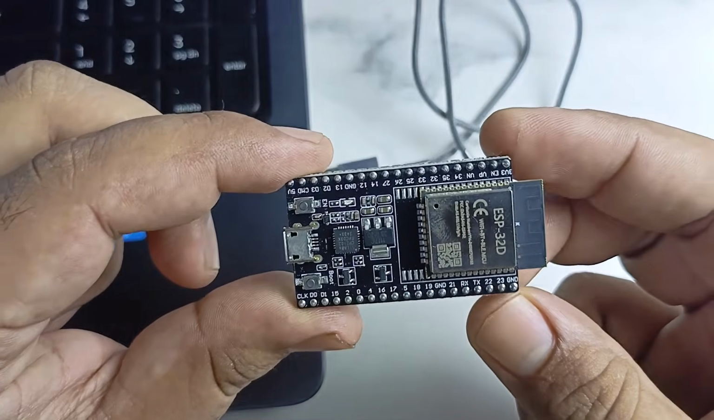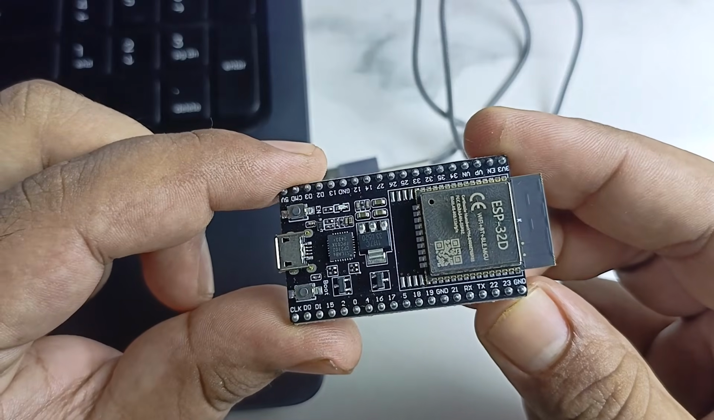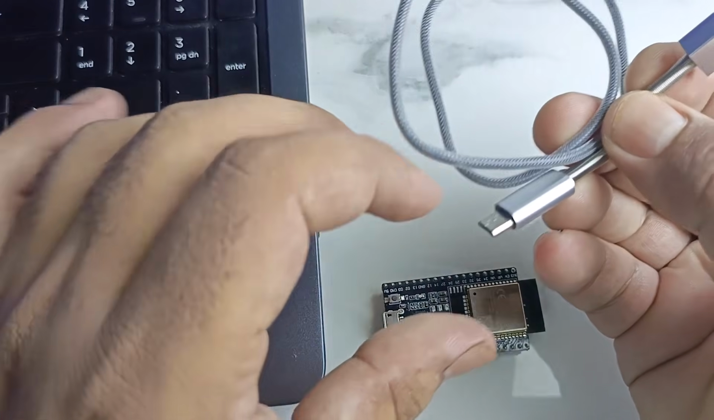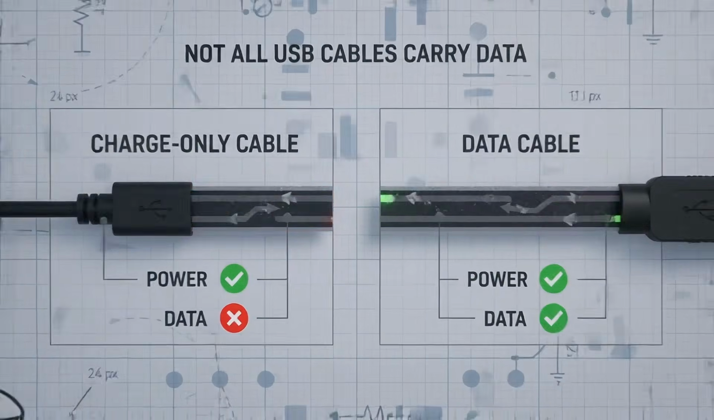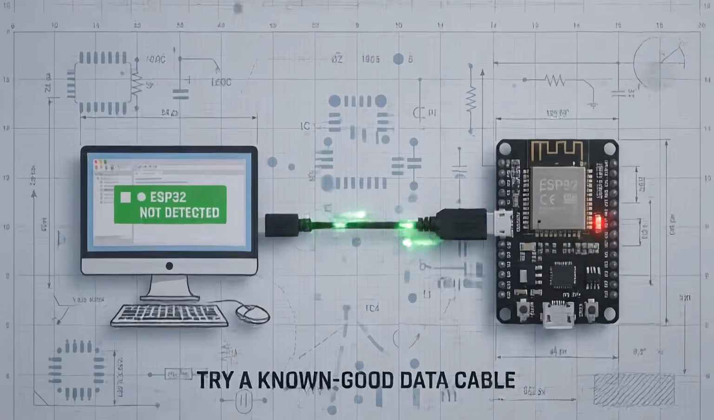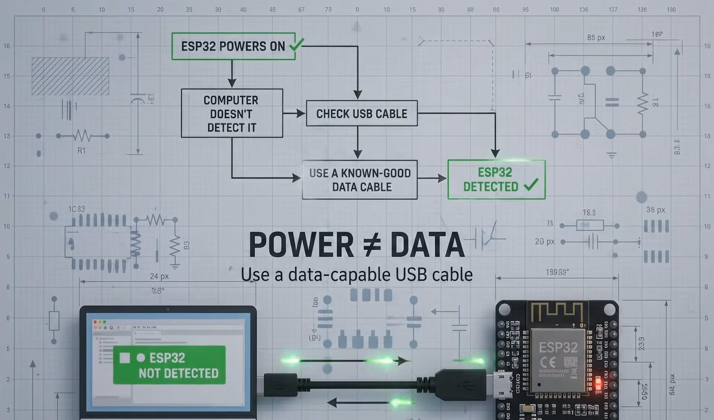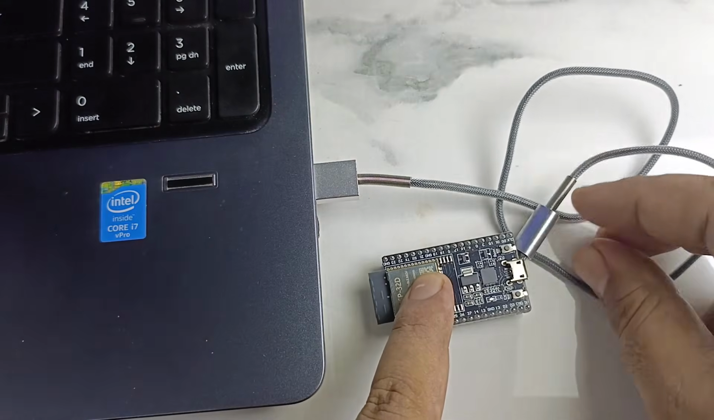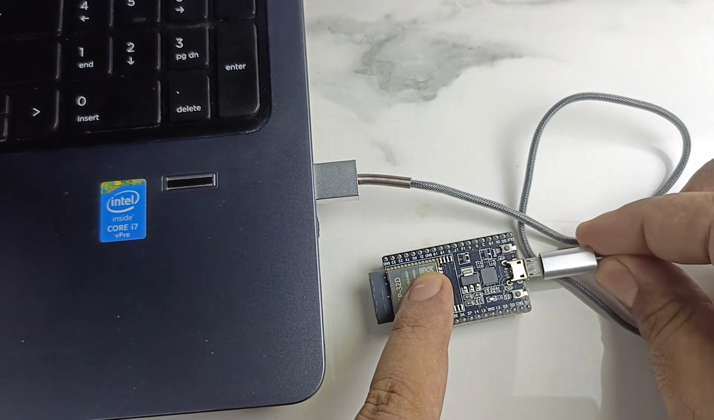Now, let's connect our board. Take your ESP32 development board and connect it to your computer using a USB data cable. Remember, not every USB cable supports data transfer. If your board powers on but the computer doesn't detect it, try another known good data cable. Once connected, the power LED on the board should turn on.